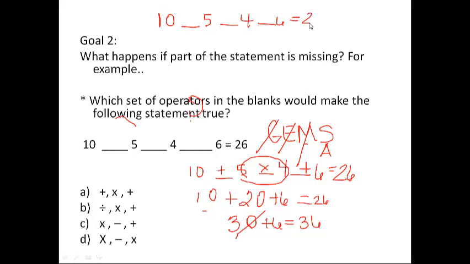Let's try another one. Let's try B. Divide, multiply, and then add. So multiplication and division come first. I've got to go left to right, so I have to do this one first. 2 times 4 is 8, and 8 plus 6 is not 26. Okay. Let's try another one.